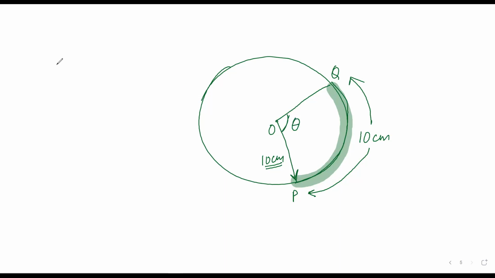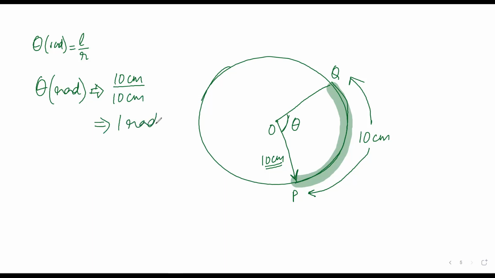Now we know that this angle, if measured in radians, can also be measured in degrees, but we are not measuring the angle in degrees now. We are measuring the angles in radians. Theta in radians would be equal to, by the definition, L upon R. In this case, the length would be 10 centimeter and the R would be 10 centimeter. Therefore, this would be 1 radian.